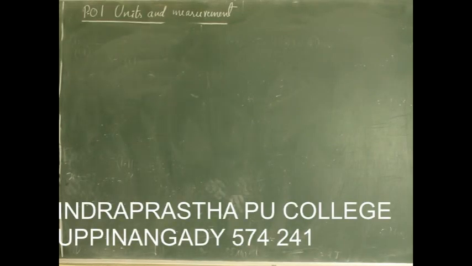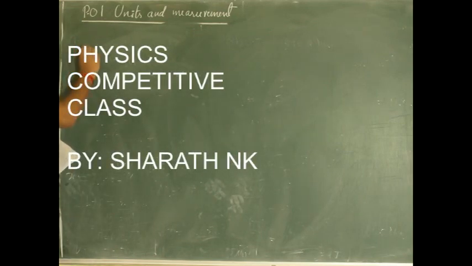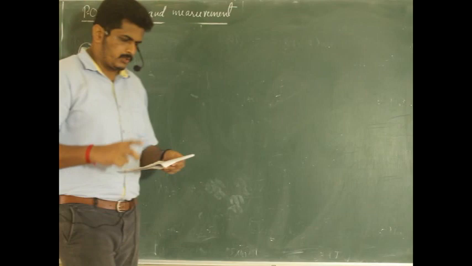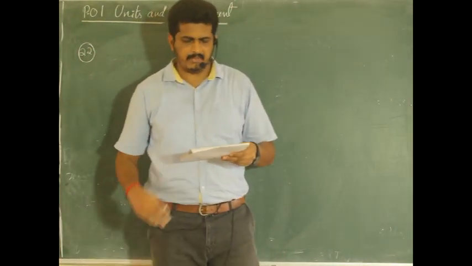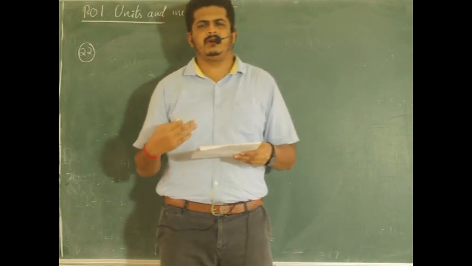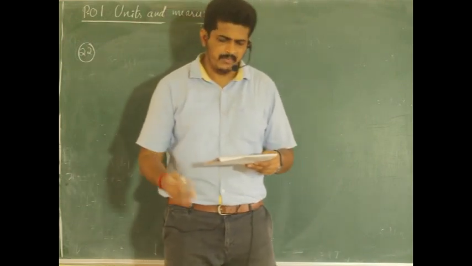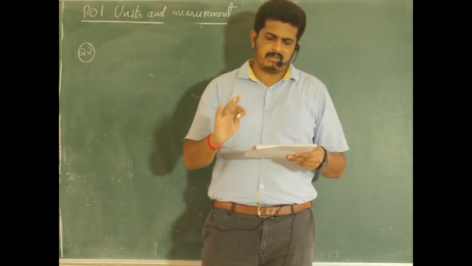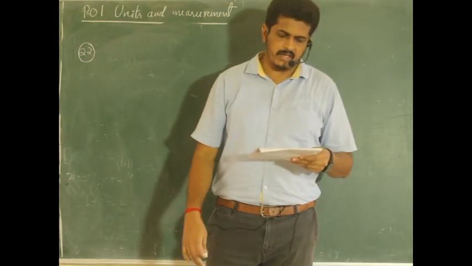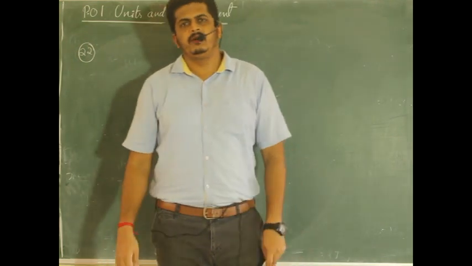So let us continue with the next question, that is 22nd. Let me read the question. A student performs an experiment with a simple pendulum and measures the time for 10 vibrations. Vibrations in the sense it is oscillations. If he measures the time for 100 vibrations, the error in the measurement of time period will be reduced by a factor of how much.